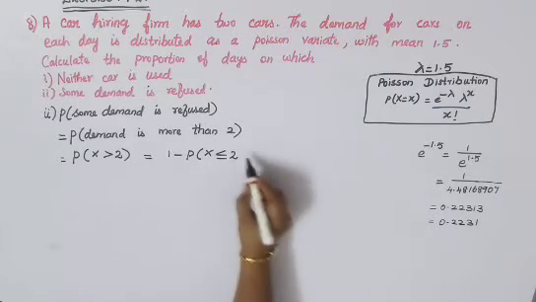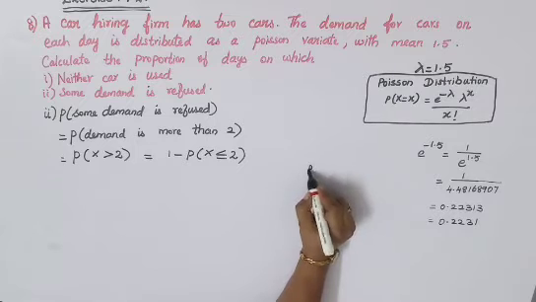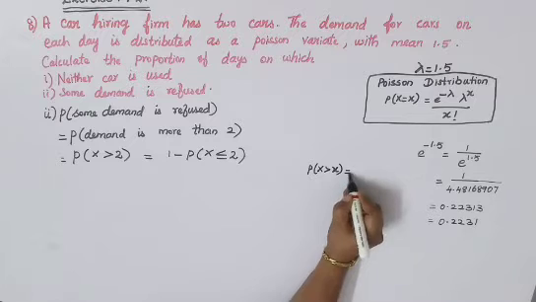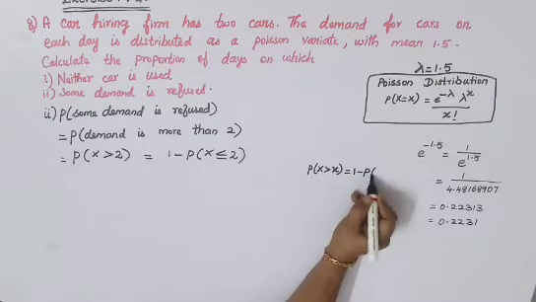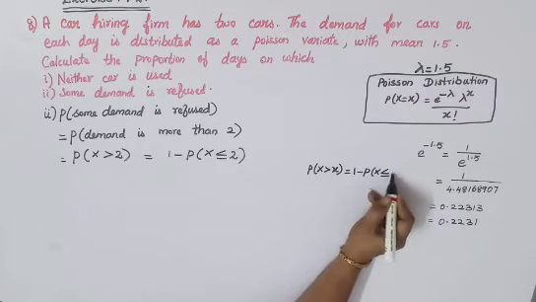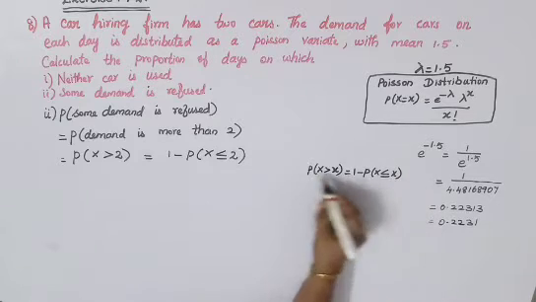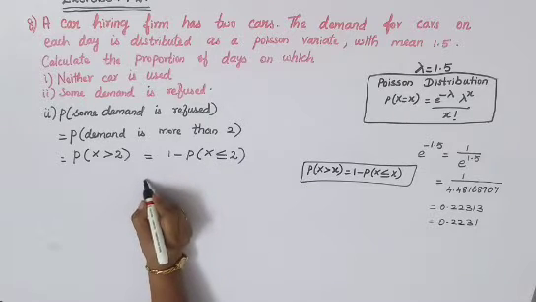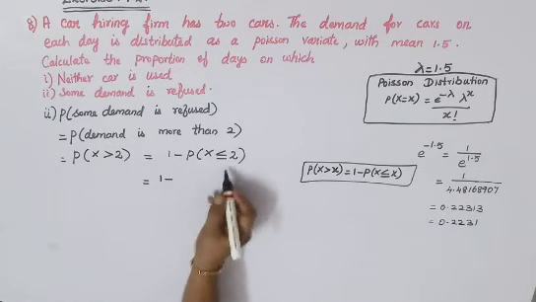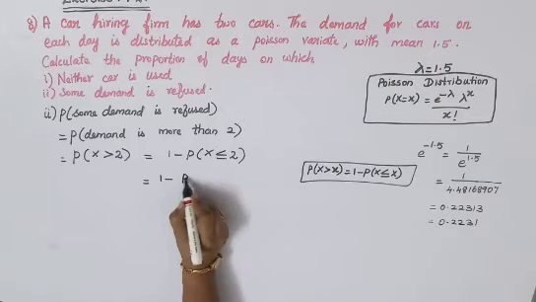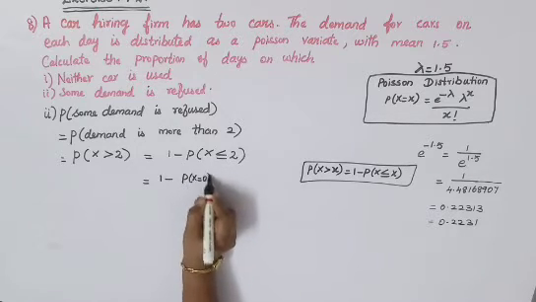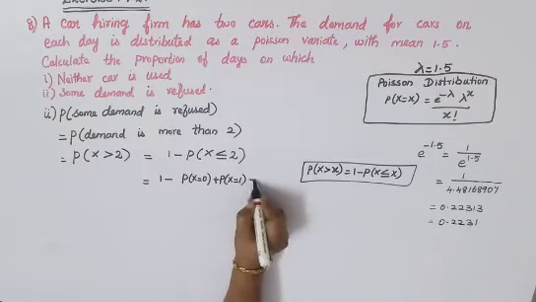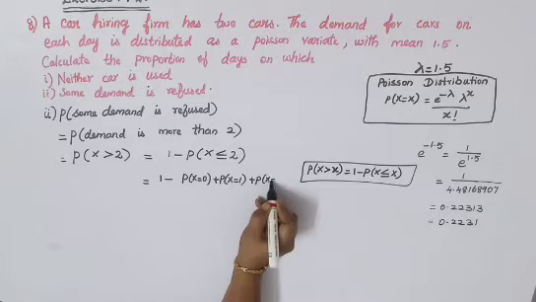You can use this property: P of X is greater than small x can be converted into 1 minus P of X is less than or equal to small x. So you can use this property and convert like this. Now you can proceed. 1 minus, up to 2 you should have it. So that is P of X is equal to 0 plus P of X is equal to 1 plus P of X is equal to 2.